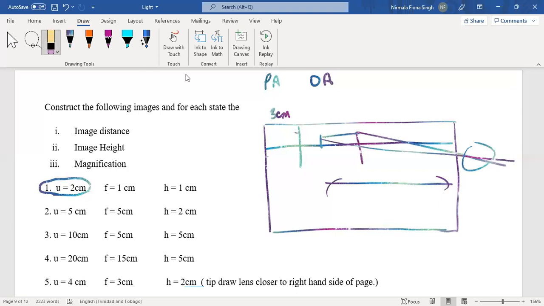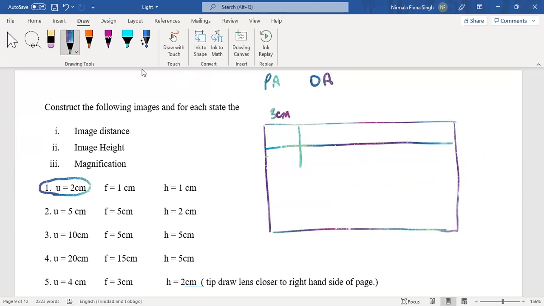So my little tip to you: always look at where your object and image are, and draw to suit. If my object is 2 centimeters away from my lens, draw the lens probably about 3 centimeters from the edge of the page. That means you have a lot of real estate on your paper to use.